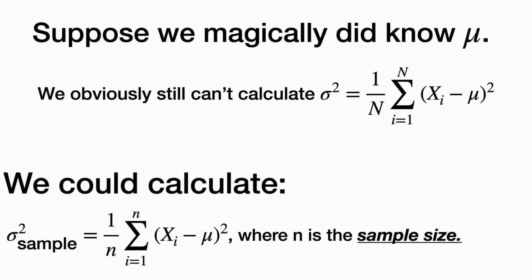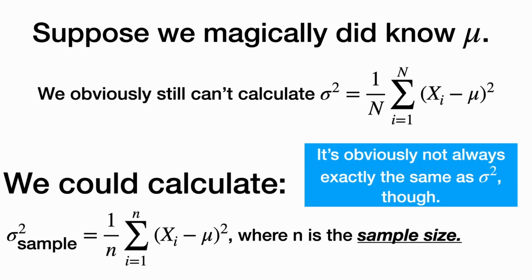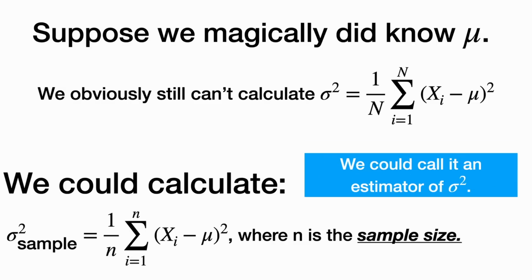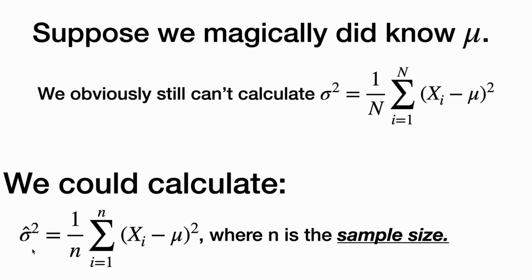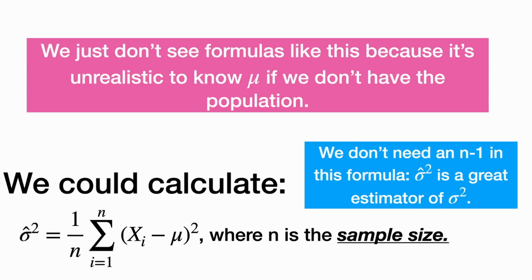But we could calculate sigma squared of the sample, where we just take 1 over little n, where little n is the sample size, and we add up all the points minus mu squared. So we did the exact same thing, except we're only doing it for the sample size, n, instead of the population. And this actually isn't a bad idea. It's obviously not always exactly the same as sigma squared, though. But we could call it an estimator of sigma squared, which we often denote with a hat. We could call this sigma hat squared. We just don't see formulas like this because it's unrealistic to know mu if we don't have the entire population. And we don't need an n minus 1 in this formula. Sigma hat squared is a great estimator of sigma squared.